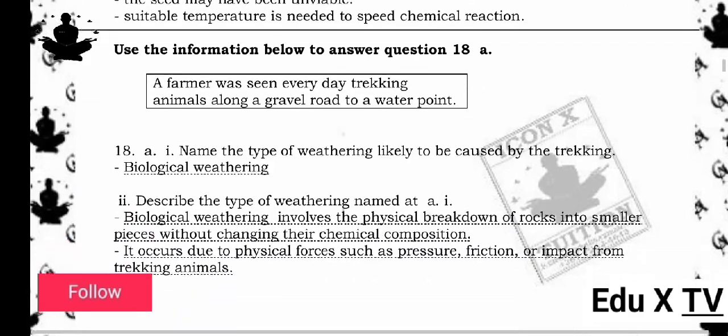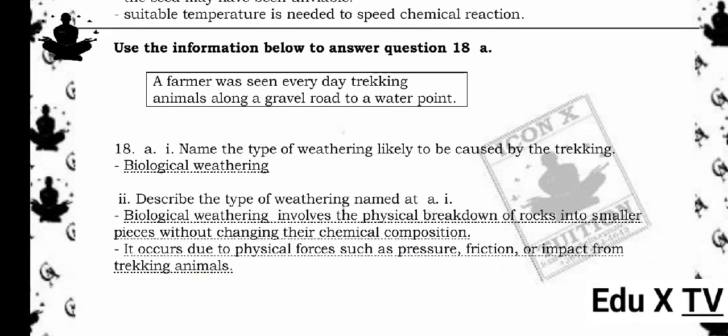Use the information below to answer question 18A. A farmer was seen every day trekking animals along a gravel road to a water point. 18. A. Roman figure number 1. Name the type of weathering likely to be caused by the trekking. Biological weathering. Roman figure number 2. Describe the type of weathering named at A. Biological weathering involves the physical breakdown of rocks into smaller pieces without changing their chemical composition. It occurs due to physical forces such as pressure, friction, or impact from trekking animals.